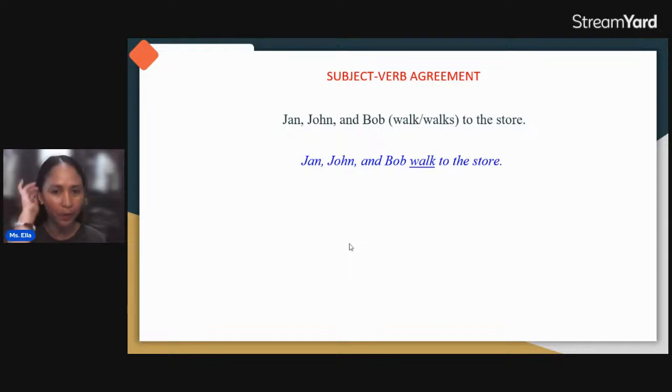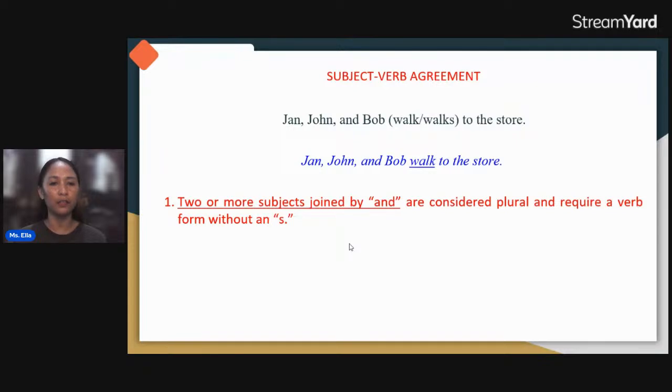Of course, you already know this. Why? Because of the plural subjects, or plural nouns. There are two or more subjects, and they are joined by and. That means they are considered plural, and if the subject is plural, it requires a plural verb. A plural verb doesn't have an S at the end. So Jen, John, and Bob walk to the store.